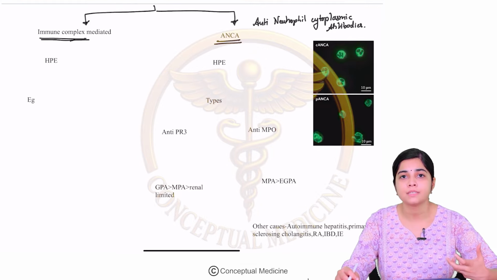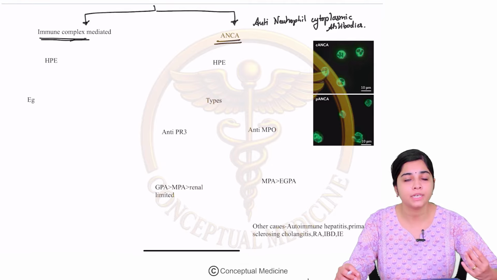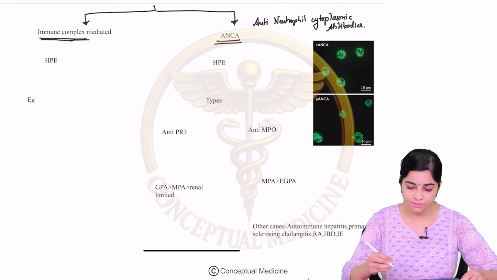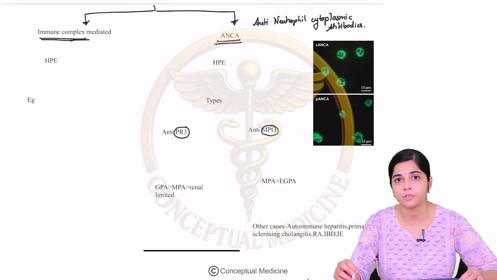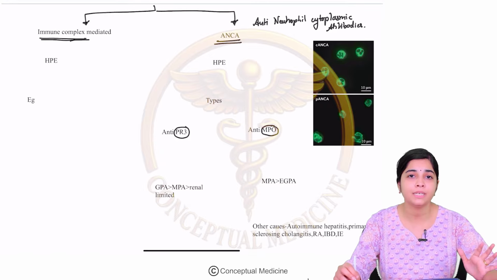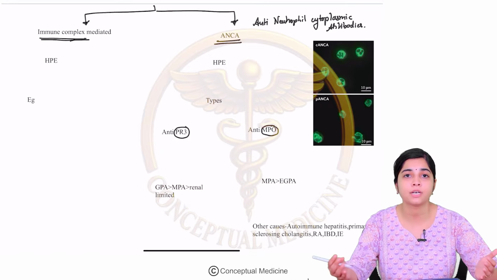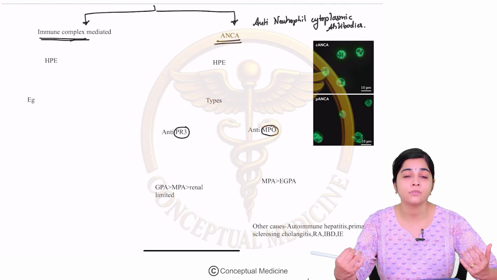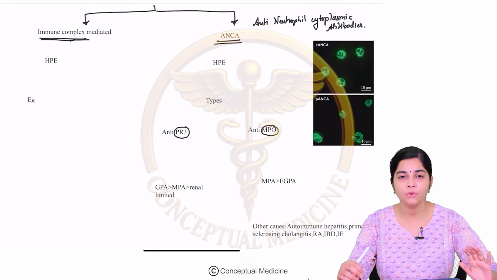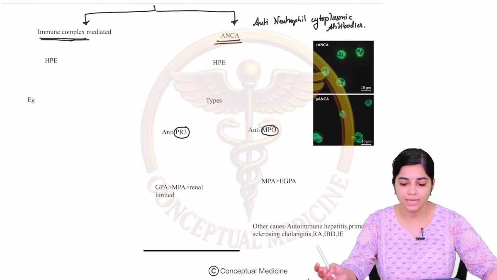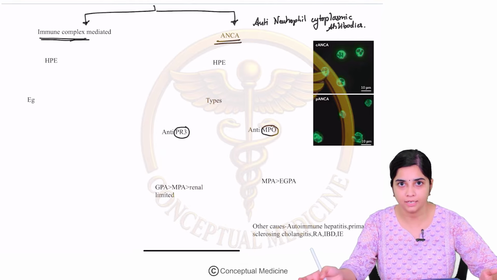trigger, the neutrophils are abnormally stimulated and they begin to express two kinds of receptors, the PR3 receptors and the MPO receptors. MPO stands for myeloperoxidase. Due to an abnormal immune process, antibodies are produced to these specific receptors, PR3 and MPO, and hence these are what we call anti-neutrophil cytoplasmic antibodies.